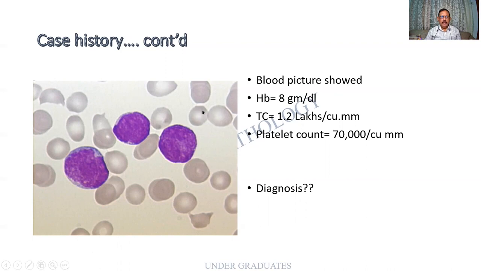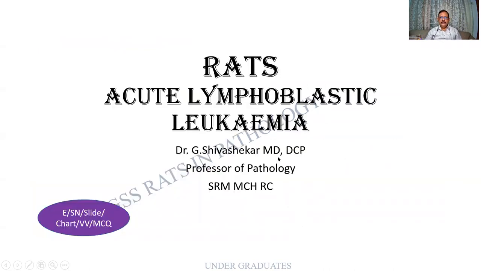The RBCs are more or less normal, but I'm finding some abnormal cells. They are much larger than the RBC. The nucleus is also large. There is a little bit of cytoplasm in some cells, whereas in others it is totally scanty. So your diagnosis is acute lymphoblastic leukemia. So these are the points of importance in it. Kindly follow the class.